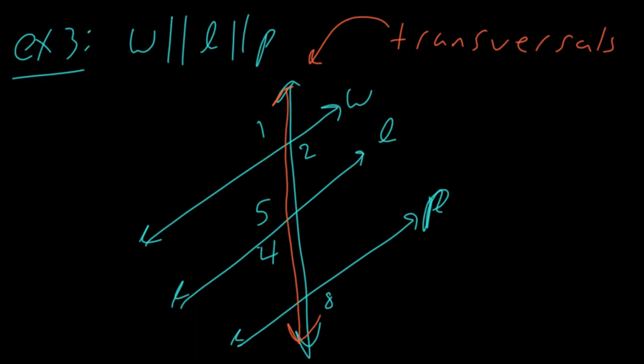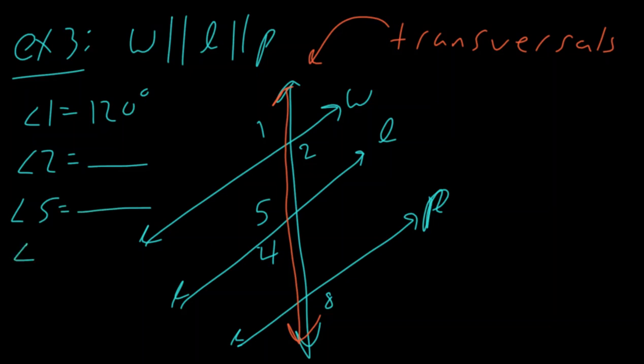Okay. Let's say I said, you know what? I know that angle 1 is equal to 120 degrees. And I want you to find the rest of these. Angle 2. I want you to find angle 5. I want you to find me angle 4. And of course I want you to find me angle 8. And let's even label these as we go. Okay, so let's kind of start here.